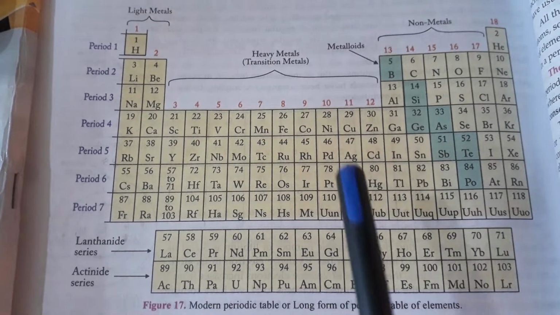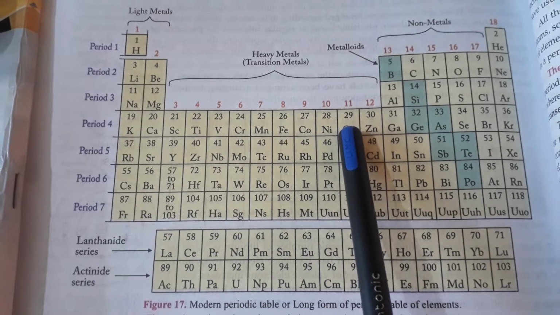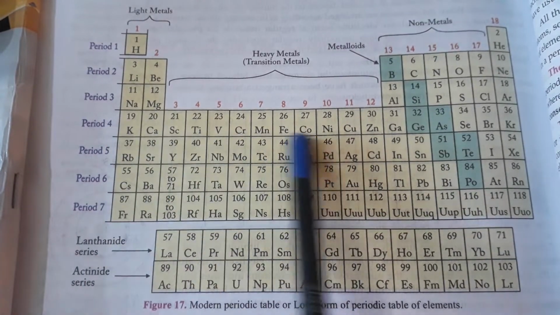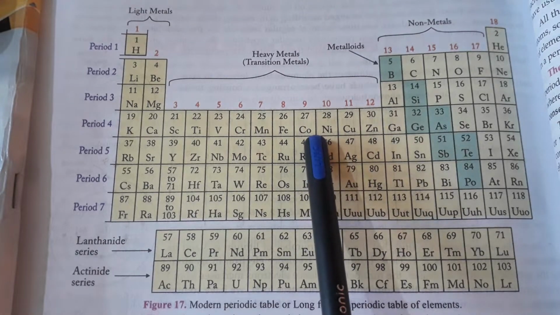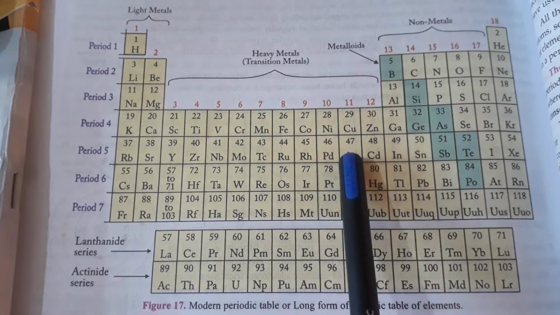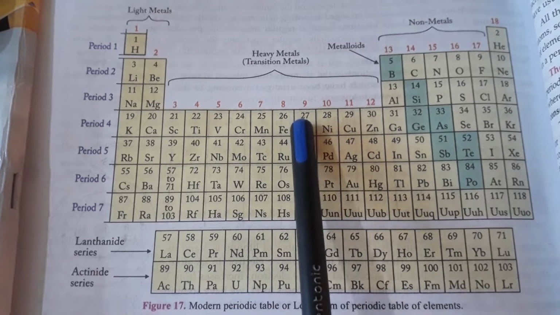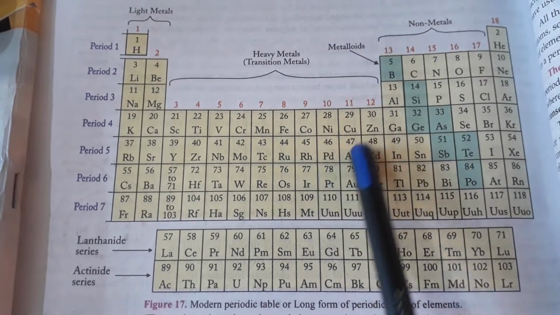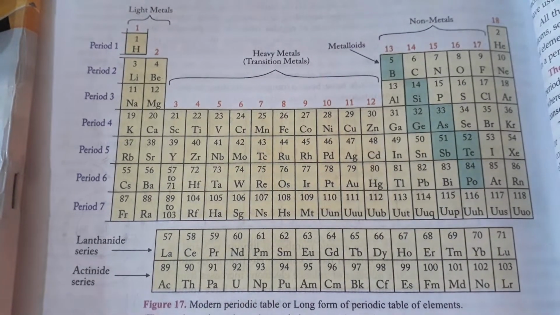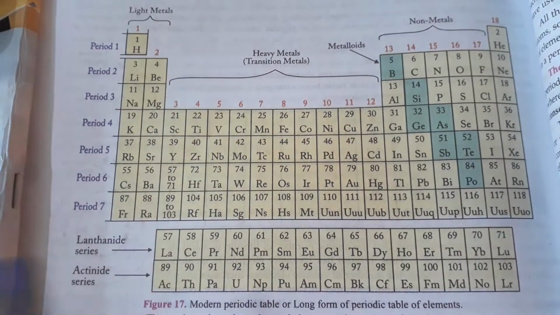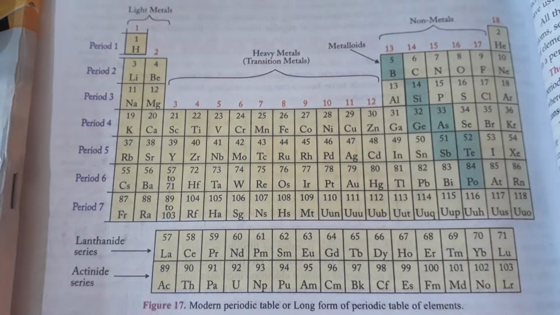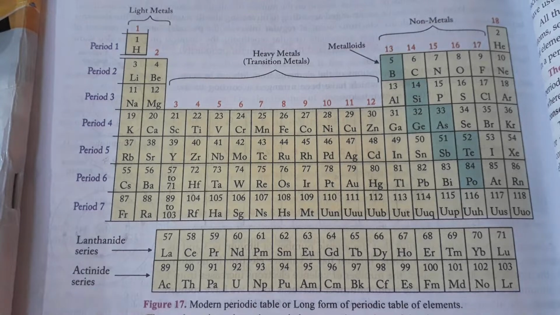Then the third demerit is related to cobalt and nickel. Since this periodic table is based on atomic number, and the atomic number of cobalt is 27 and that of nickel is 28, cobalt comes first and then nickel. The third demerit is also removed. In this way, all the demerits of Mendeleev's periodic table are removed in the modern periodic table, so this is more useful. Which three anomalies? The position of hydrogen, isotopes, and cobalt and nickel. All three are removed.